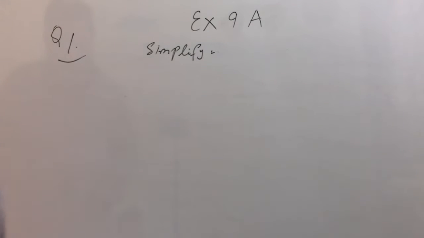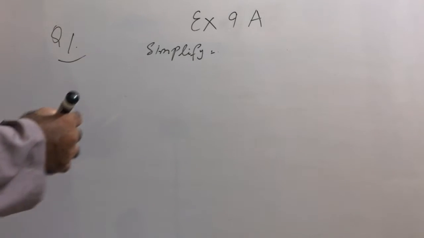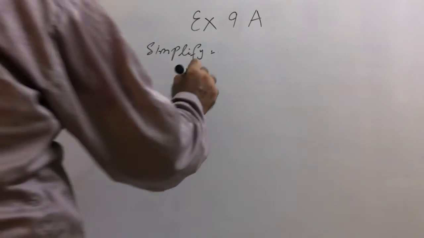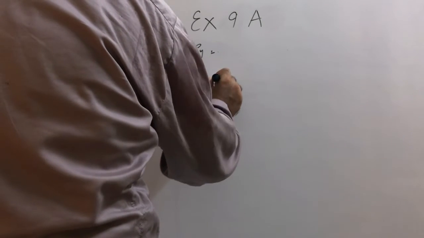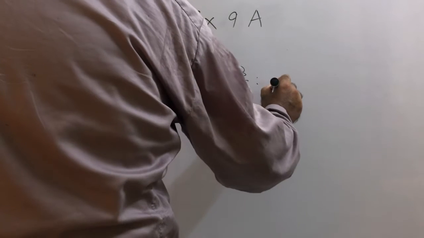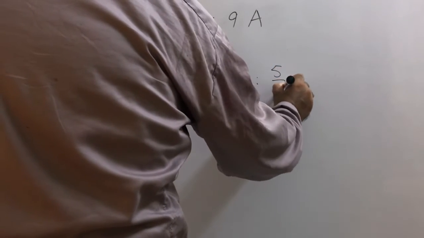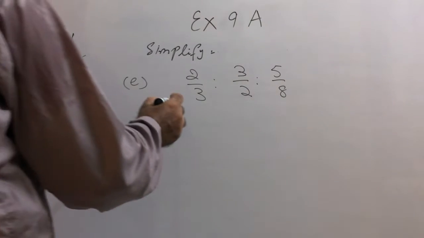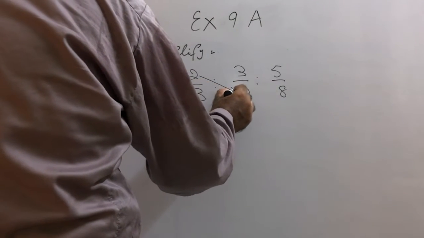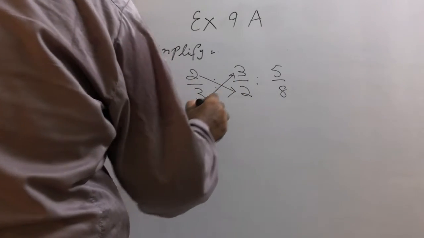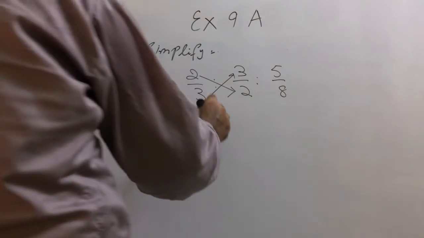Now we have part E. It is 2/3 ratio 3/2 ratio 5/8. Here again we will be doing cross multiplication. It will be multiplied with this. 2 2s are 4. This will be multiplied by this. 3 3s are 9.